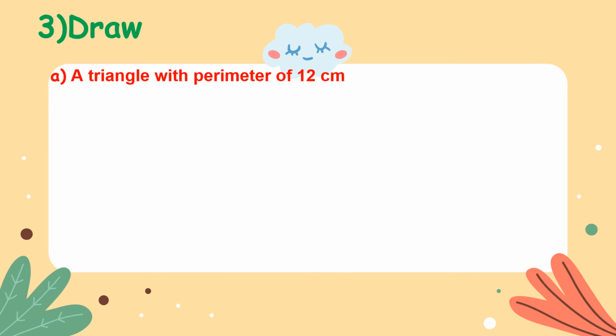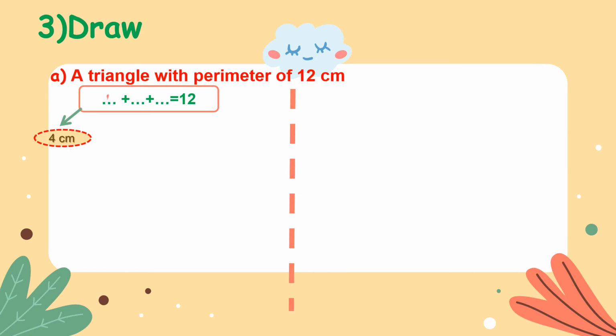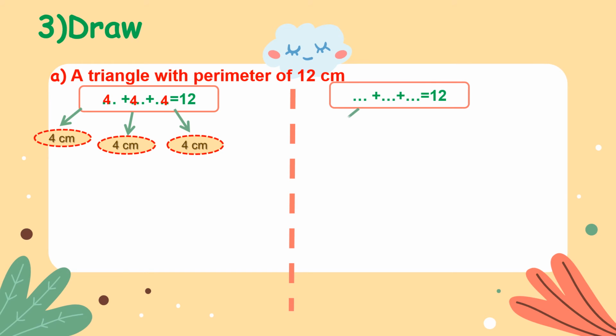Now let's draw a triangle with perimeter of 12 centimeters. Triangle means 3 sides. So I'm going to make this 12 divided by 3. So each side will be 4 centimeters. That means I'm going to draw a triangle with side length 4. Okay, and I can choose 3 numbers. The sum of these 3 numbers equals 12. It will be different. Yes, why not have different sides?